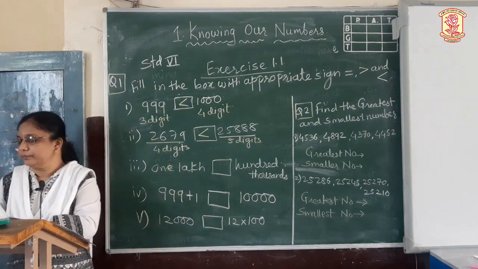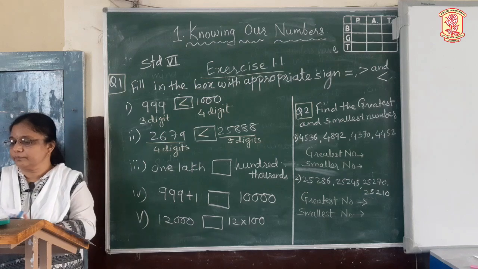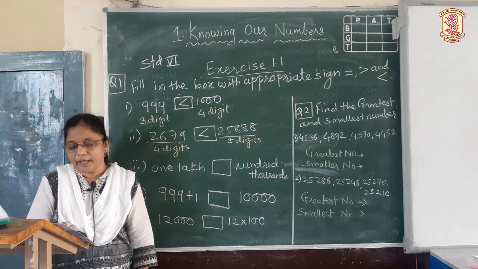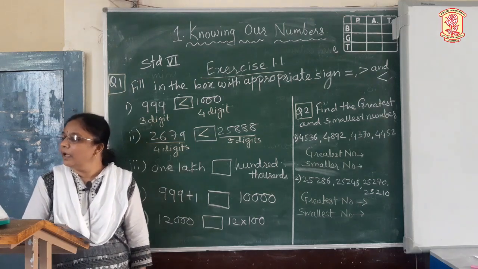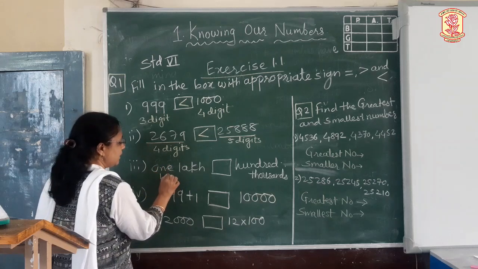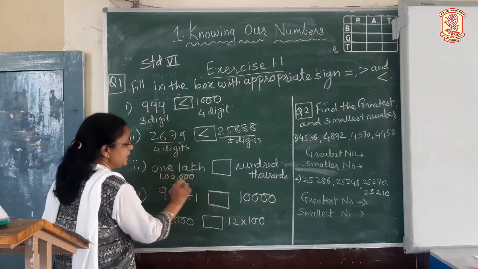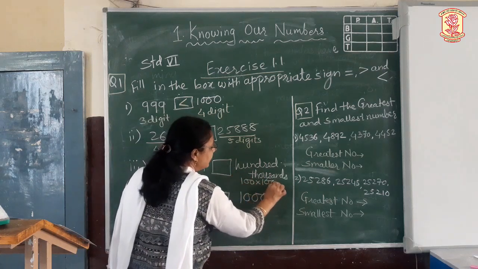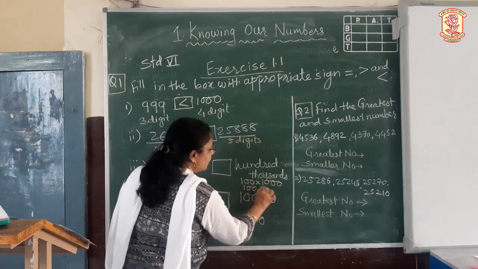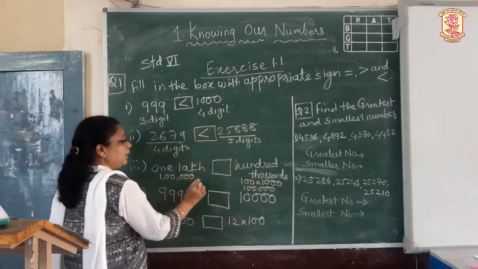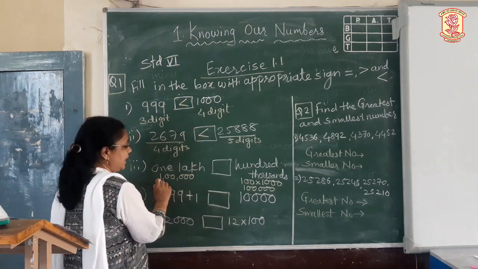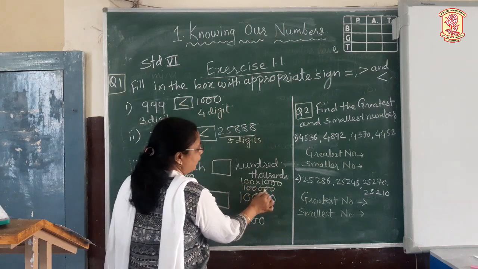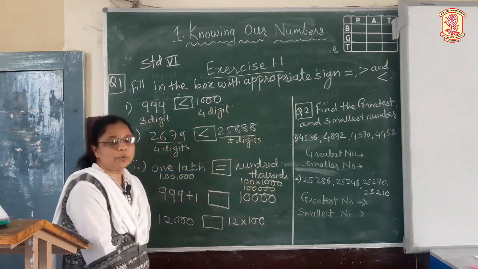Question 3 now. One lakh and 100,000. 1 lakh means after 1 how many zeros? 5 zeros. And 100,000 means 100 multiplied by 1000. This number has how many digits here? 1, 2, 3, 4, 5, 6. Here also 1, 2, 3, 4, 5, 6. Means these two are equal.